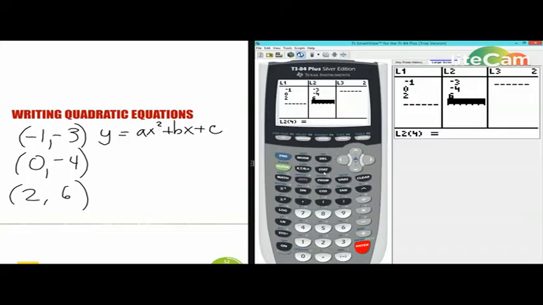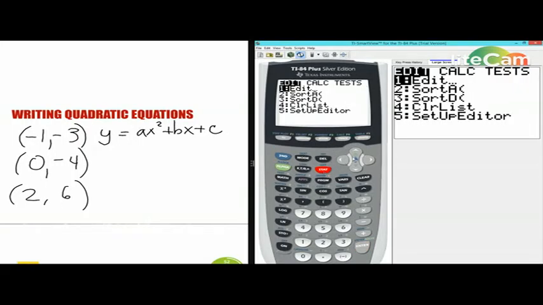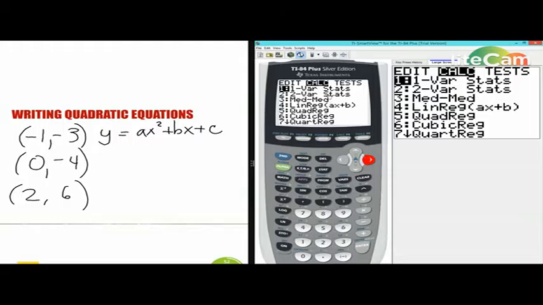I'm going to go back to the Stat button, and I'm going to click the right arrow and go to Calculate. Now, notice there are different things that I can do. We're not going to use all these this semester, but for one, there's linear regression. You could actually find the equation of a line if you're given a set of points. Here's the quadratic. That's the one we're going to do. There's a few more that we're going to use later on in the semester, like exponential.